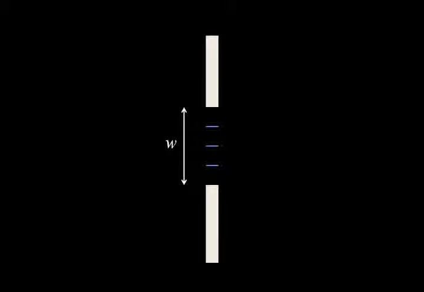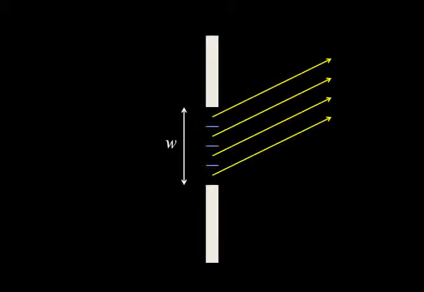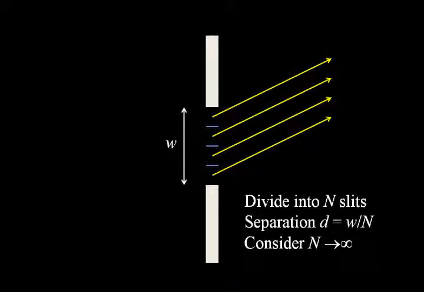Each slit is 1 over n, if there are n slits, times the entire width, and they're separated by W over n. So the light that comes from the whole slit is actually produced by light coming from each part of the slit, and all of this light will interfere. It'll produce a multiple slit pattern. So the idea is we're going to divide the single slit into n slits, conceptually. The separation of adjacent slits, d, is W divided by n. And in the end, we're going to consider that number n to go to infinity.